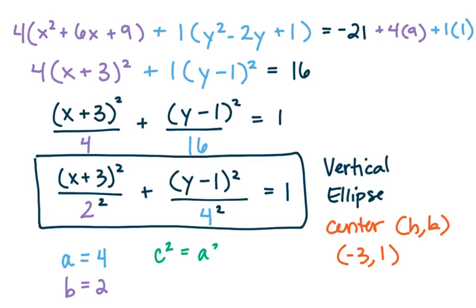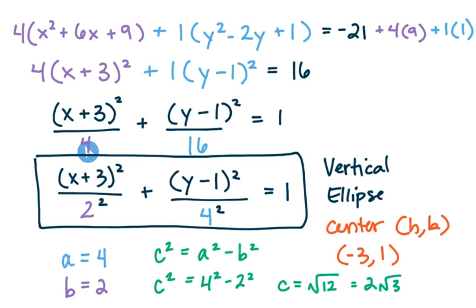C squared equals A squared minus B squared. C squared equals 4 squared minus 2 squared. We end up with the square root of 12, or rather 2 root 3. I do want to point out a common error. I sometimes see students use, say, 16 and 4 for their A and B values, rather than the root of each of those, 2 and 4.